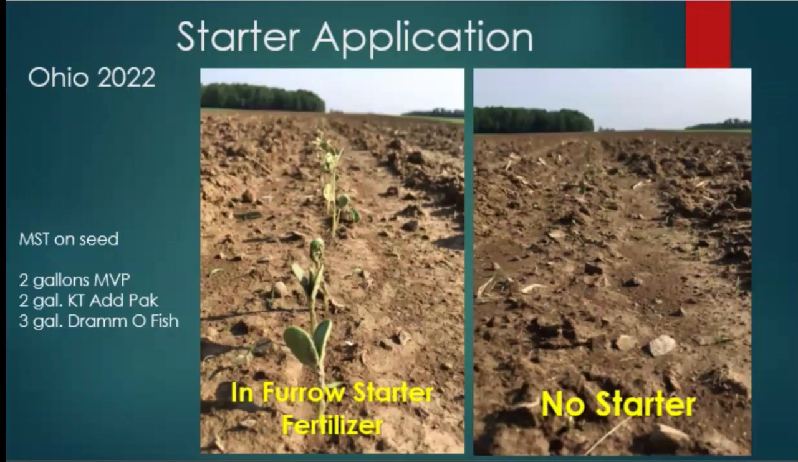This one of yours, John? So I got a few slides, courtesy of John Dana. And this is from 2022. This is a starter application. They both had MST on seed or just treated. Both had MST, but then the one had the actual in-furrow starter pack, which he had the MVP, KTI pack, and GMO. This is organic. And then the no starter. Pretty big difference there. And you can even see on the picture how close that is. And they're just starting to poke through. So pretty big difference.